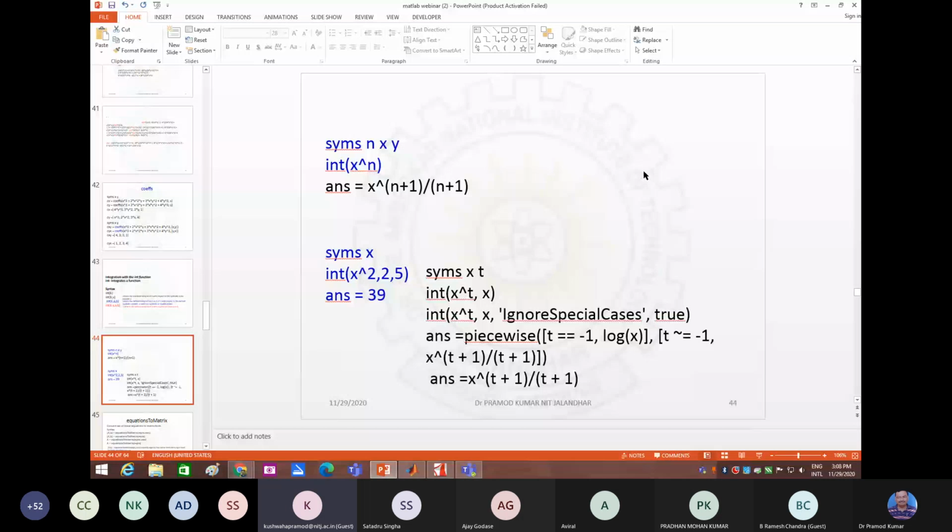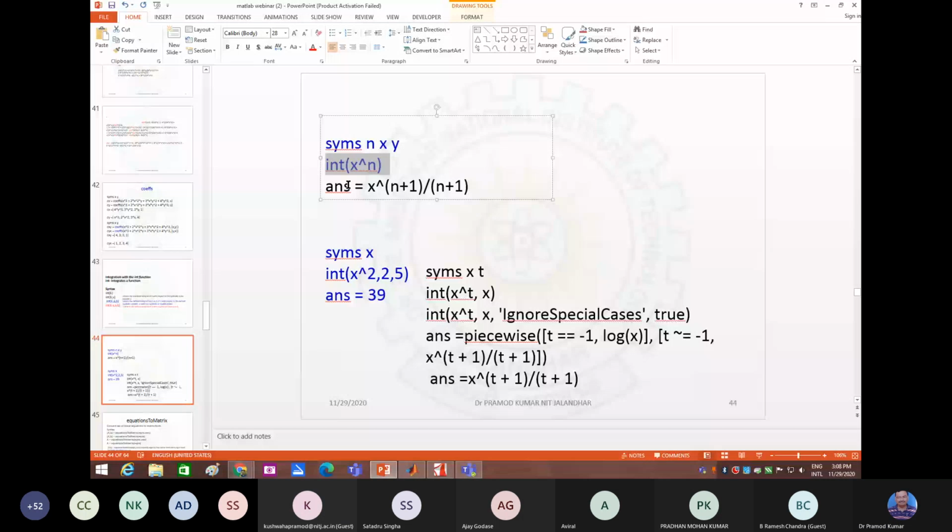X to the power n. What will be the integration of this? X to the power n. Anyone can tell me? X to the power n plus 1 divided by n plus 1. Okay? N plus 1.